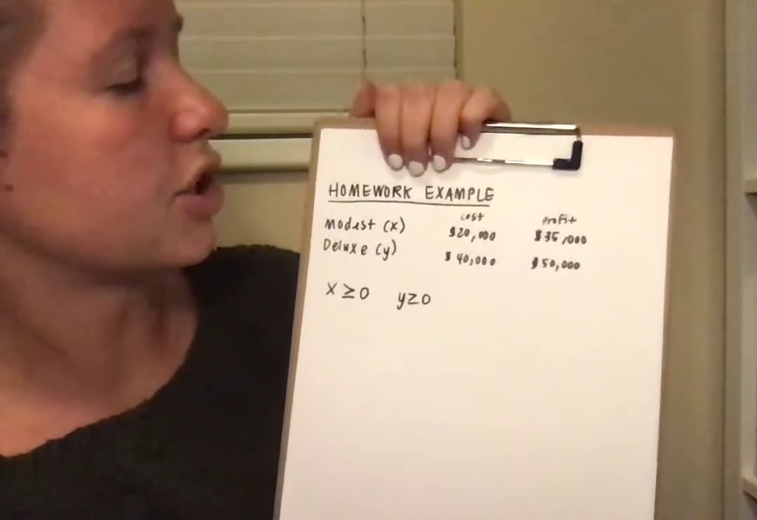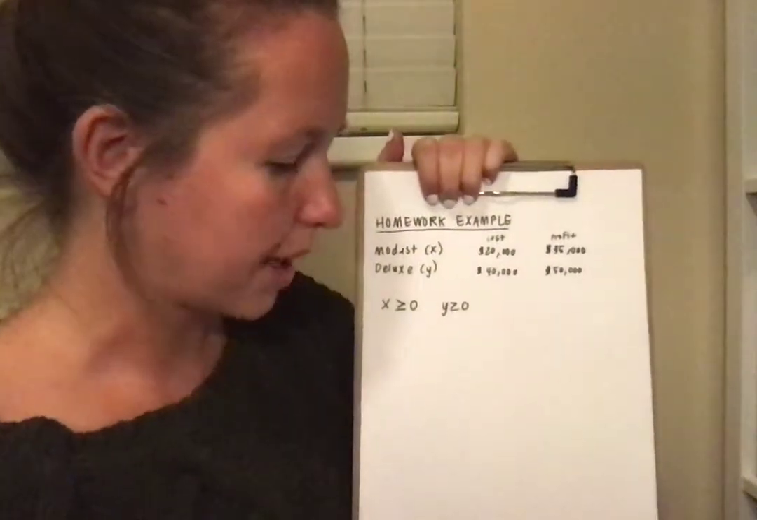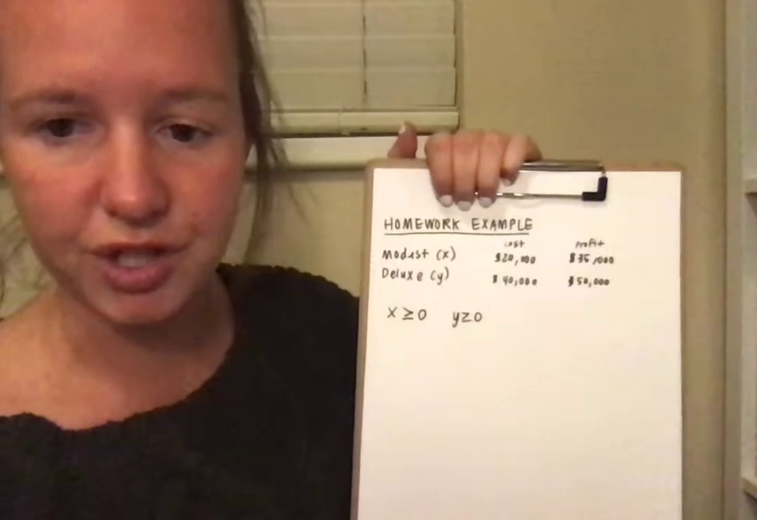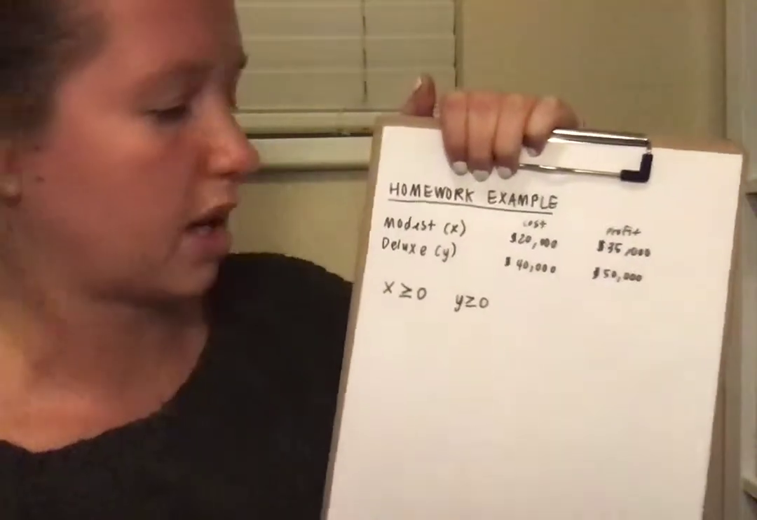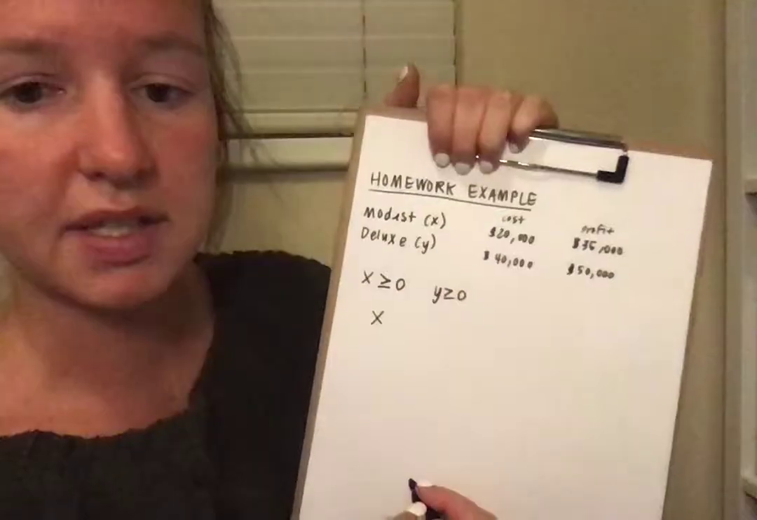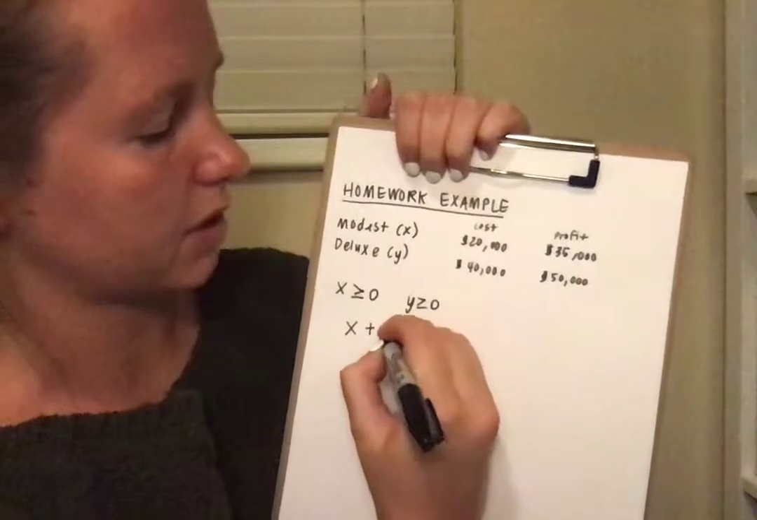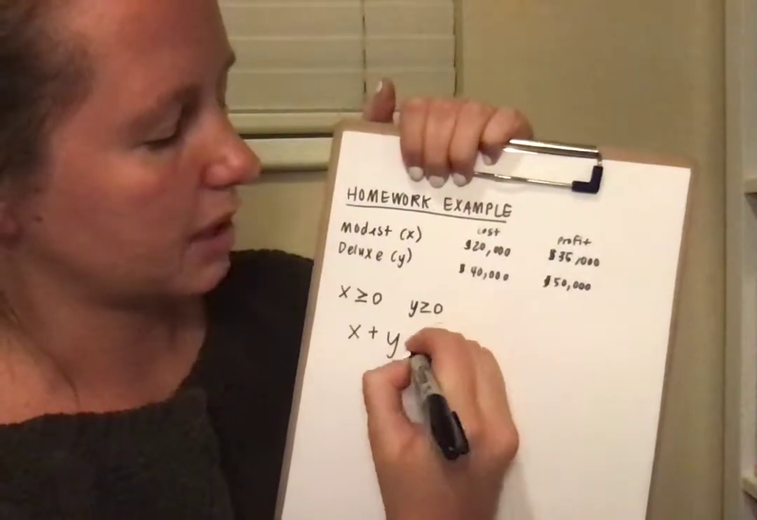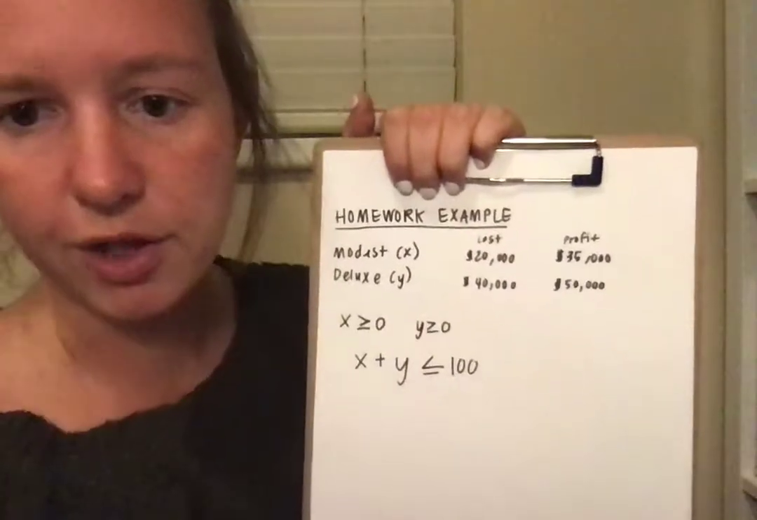Okay, other stipulations that we talked about. Let me reference this problem really quick. The other thing is we only have 100 acres, and each house takes 1 acre. So all of your modest houses, x, plus all of your deluxe houses, y, have to be less than or equal to 100 houses or acres.